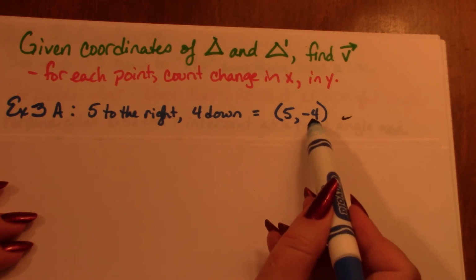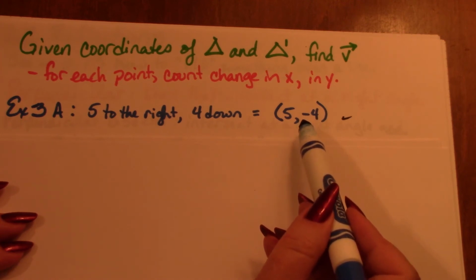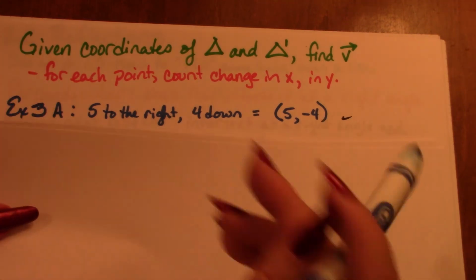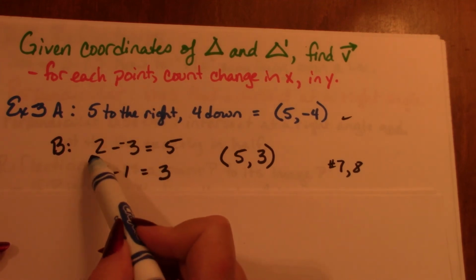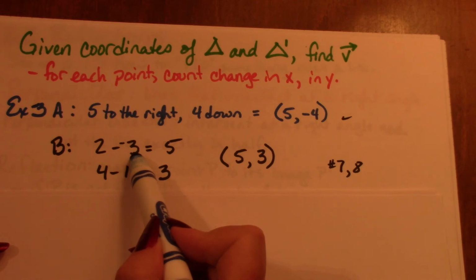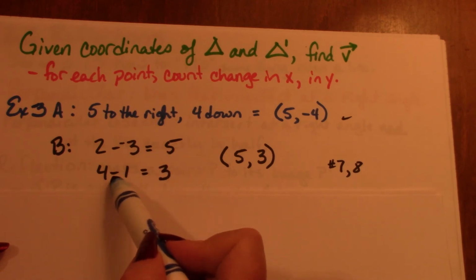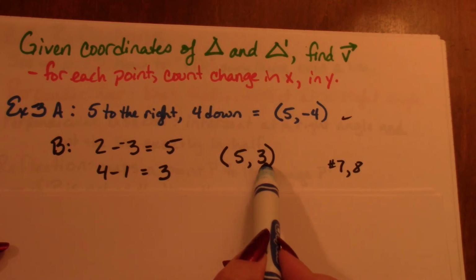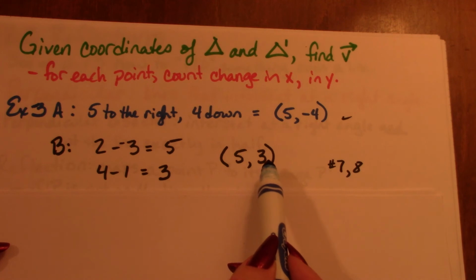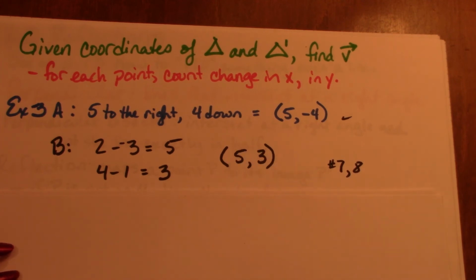Can you find the vector for example B? Pause here and come back when you're done. For example B, we move from 2 to -3, which gives us 5, and 4 to -1, which gives us 3. So our vector is 5, 3. Please take a moment to answer questions 7 and 8 and come back when you're done.